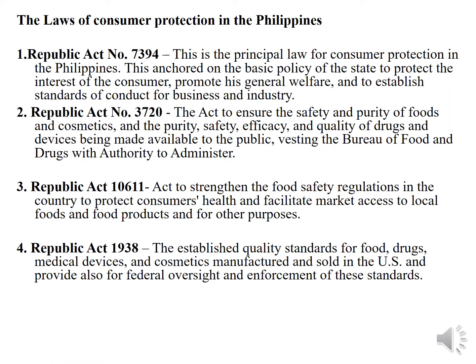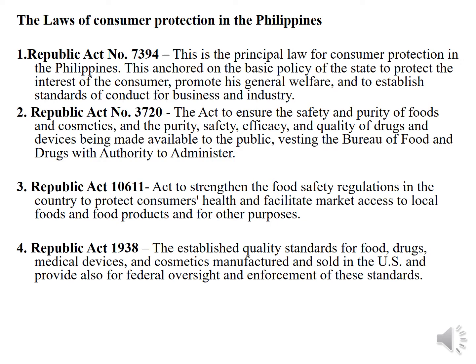Of Consumer Protection in the Philippines. Republic Act No. 7394. This is the principal law for consumer protection in the Philippines. This is anchored on the basic policy of the state to protect the interests of the consumer, promote his general welfare, and to establish standards of conduct for business and industry.